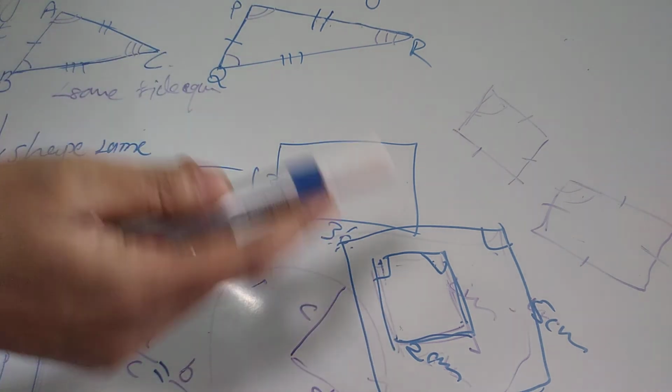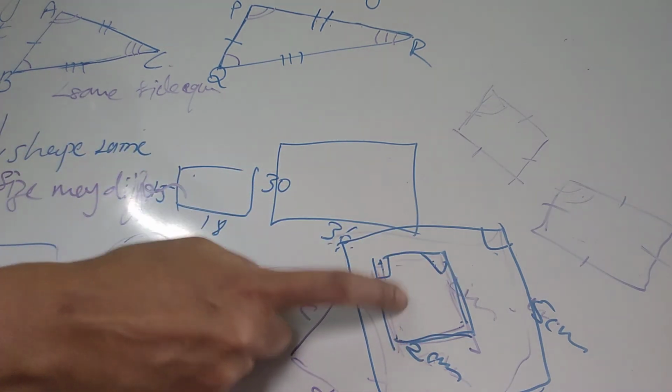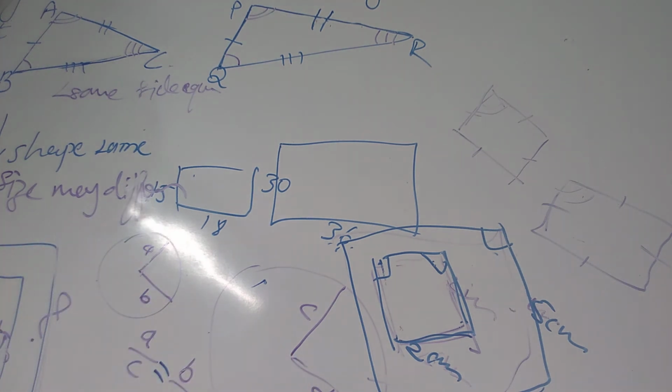Regular polygons will be similar when they have the same number of sides. For example, here the number of sides is 4. When you take the example of the pentagon, the number of sides will be 5. So when the number of sides of the polygons is equal, all the regular polygons will be similar. If a general polygon is given, then their angles should be equal and the corresponding sides must be in proportion. Then we can say that the polygons are similar.